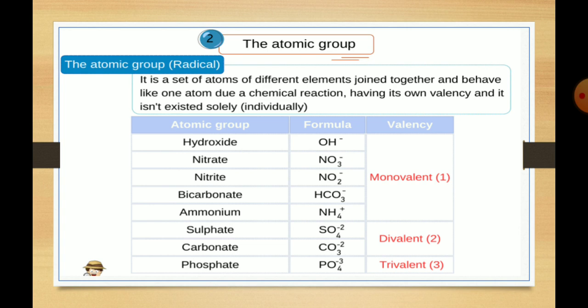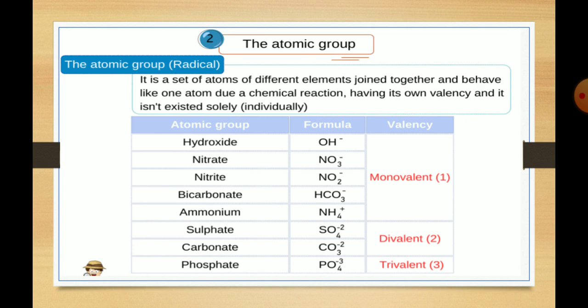And now we're going to talk about the atomic group. Atomic group or radical means a set of atoms of different elements joined together and behaving like one atom during a chemical reaction, having its own valency, and it doesn't exist alone.